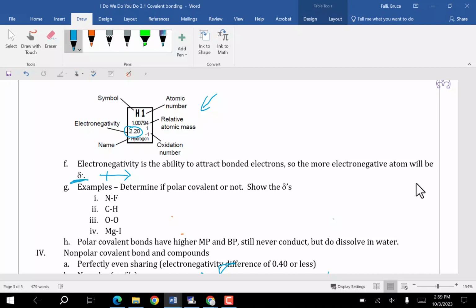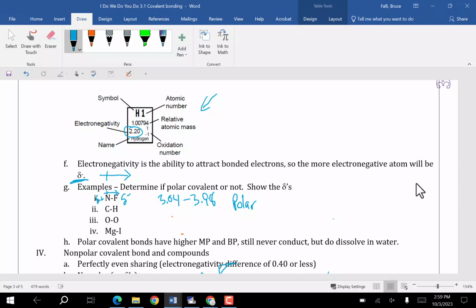Determine if it's polar covalent or not, show the deltas. So nitrogen is 3.04 and fluorine is 3.98. So the difference there is big enough. So that's going to be polar. And fluorine has the bigger number. So I'm going to draw an arrow and point it at fluorine. I'm going to put delta negative and delta positive. You don't need to do both, but that's it.